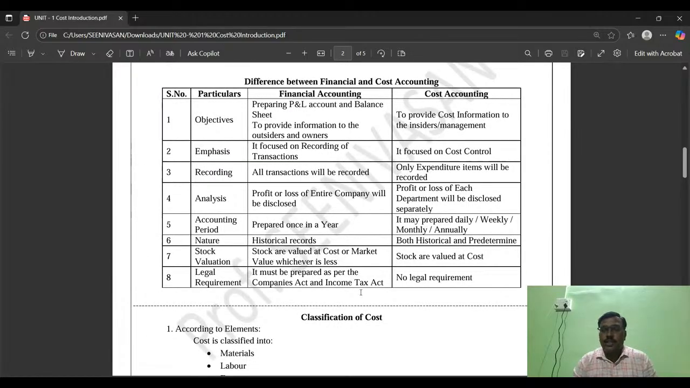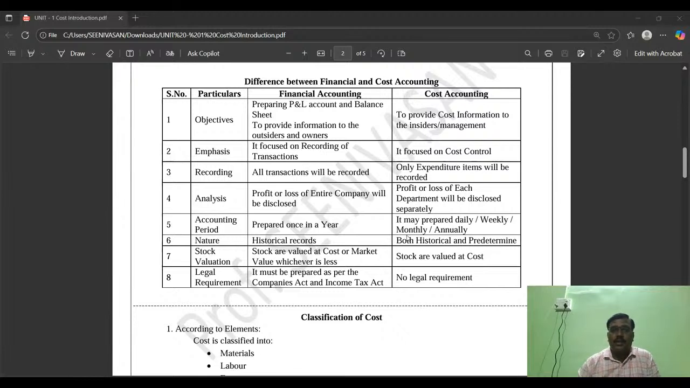If it is so, what is the difference between financial accounting and cost accounting? Point number one: financial accounting records all the transactions, whether it is income or expenses or assets or liabilities. It is immaterial of the nature of expenses. It records all the items, all the income as well as all the expenses. Whereas in cost accounting, we record only the cost elements, not the income aspects. We record all the cost.